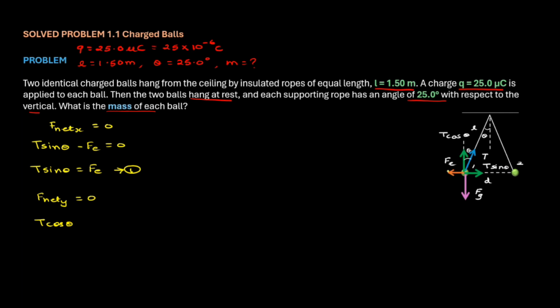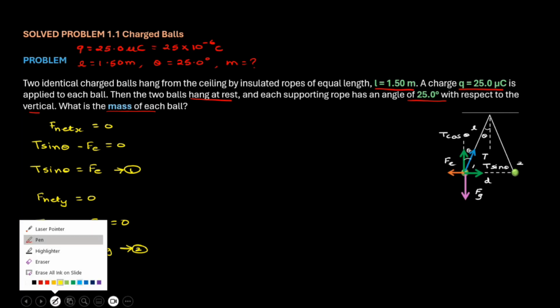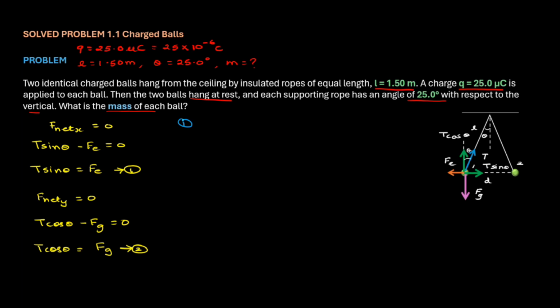Fg, on the other hand, is vertically down, so we take it negative. The sum equals 0. Move Fg to the other side, so you get T cosine theta equals Fg. We call this equation 2. Now I'm going to divide equation 1 by equation 2.